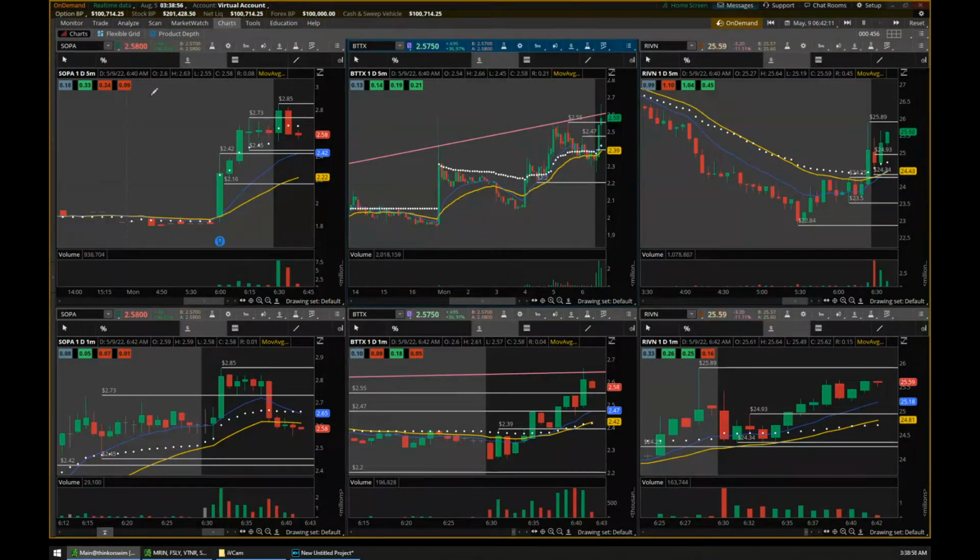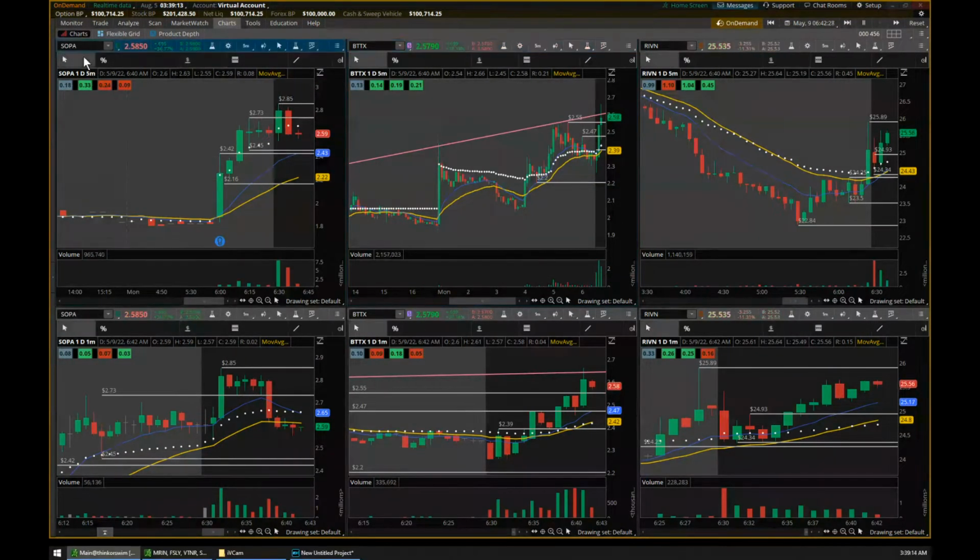What I'm really hoping for is that SOPO will finish consolidating, maybe come down to the EMAs down here into this area, and then I can start to maybe build a position on it and look for a move back up through the highs. That's where the big money comes in, but we'll see what happens.